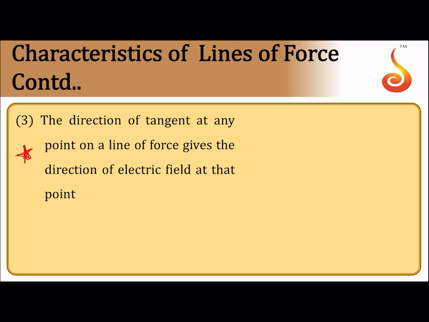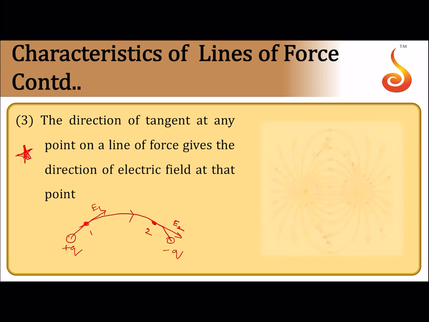So suppose I have a positive charge, a negative charge, and a line of force going from positive to negative. If I want to find the field at point 1, the tangent will be the electric field at 1. If I want the field at point 2, the tangent E2 is the electric field at point 2.